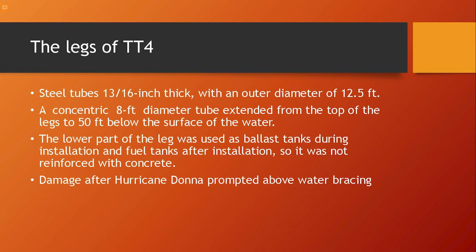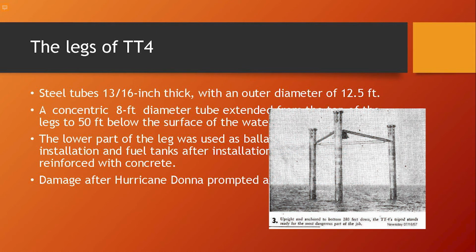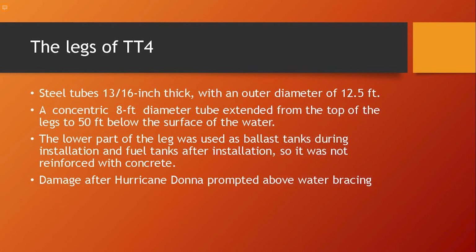The legs of Texas Tower 4 had an outer diameter of 12.5 feet and an 8-foot diameter tube extended from the top of the legs to 50 feet below the water surface. In between these tubes, stiffening concrete was poured to provide greater rigidity. Local buckling in unstiffened legs can be attributed to the legs having a huge diameter to thickness ratio, and rapid load shedding will occur after the onset of local buckling. This will bring the platform leg elements to a failure. A tripod has little redundancy in leg failure.